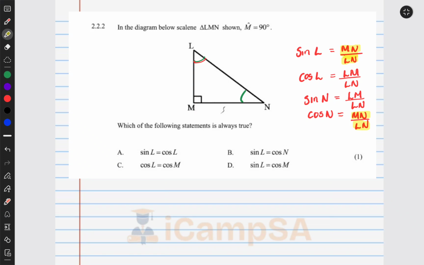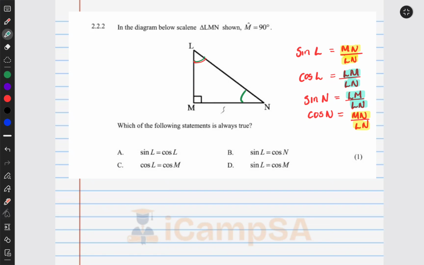Complementary angles are the trigonometric ratios. The sine trigonometric ratio of one complementary angle is equal to the cosine trigonometric ratio of the other angle. As you can see here, sine L is equal to cos N, and the other ones are also equal, where cos L, which is LM over LN, is equal to sine N, which is LM over LN.